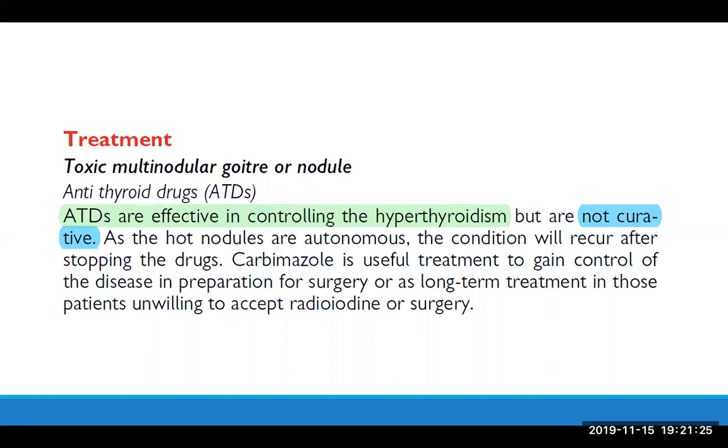Yes, Dr. Khalid, first we will do USG and then radioiodine uptake. Yes, of course, this is the first. In every case of thyroid nodularity, we must do thyroid ultrasonography.